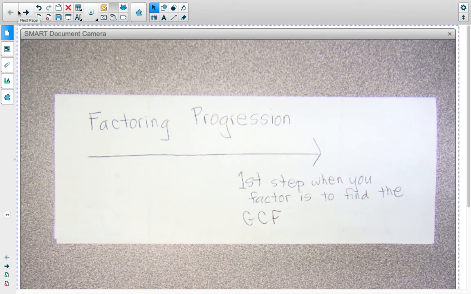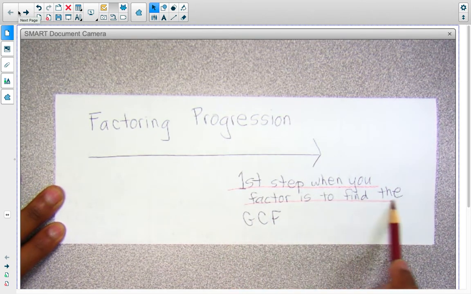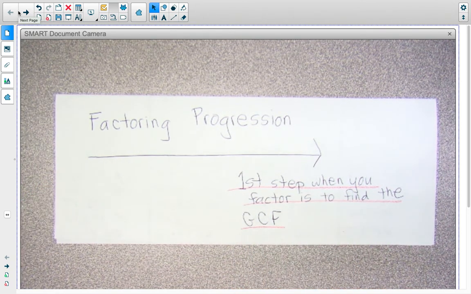Your first step when you factor is to find the greatest common factor. So this is very important. So make sure as you are making your foldable that you highlight this, star it, write it down twice, whatever you need to do. Your very first step when you factor is to find the greatest common factor.